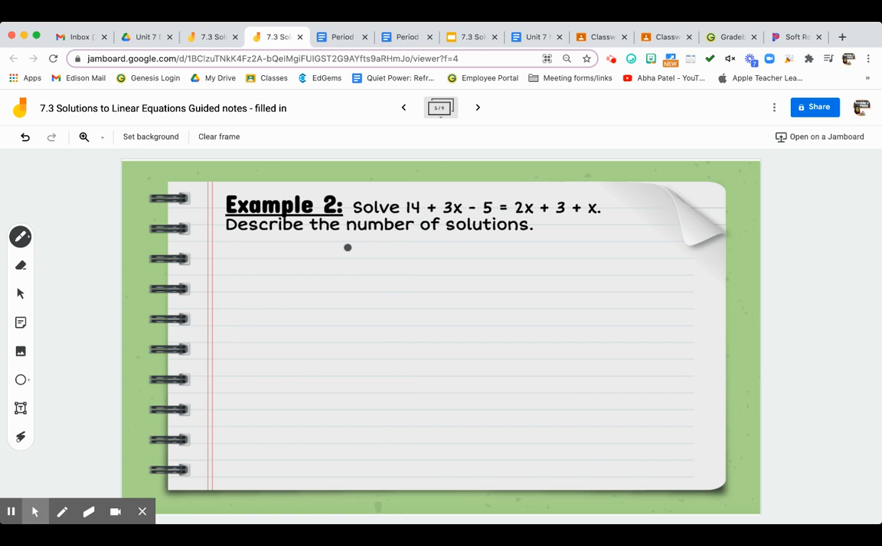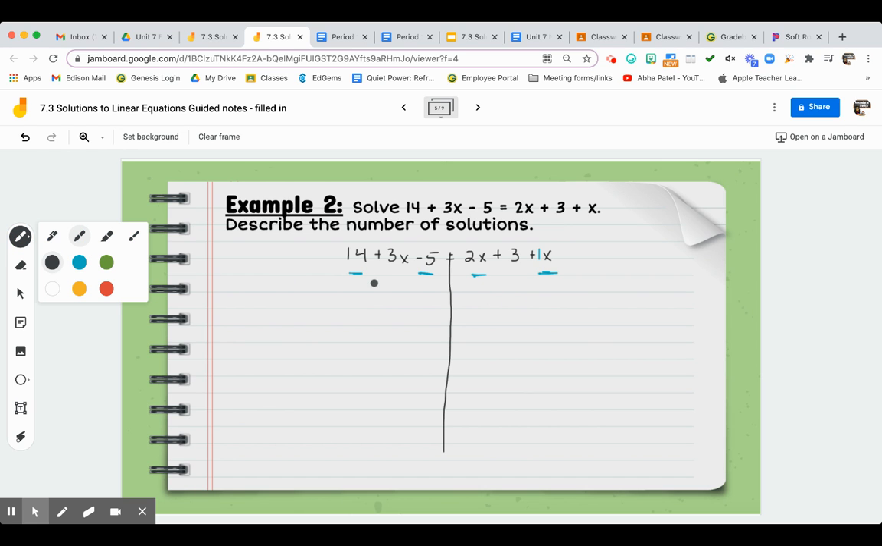Okay, so let's do an example problem. Solve 14 plus 3x minus 5 is equal to 2x plus 3 plus x. You still have to do every single thing that we have talked about in solving an equation. So combine your like terms on both sides. That is always going to be your first step, or if it's distributive property, one of them. So you have your like terms over here and here, and here and here. And if you need to, put a 1 in front of the x.